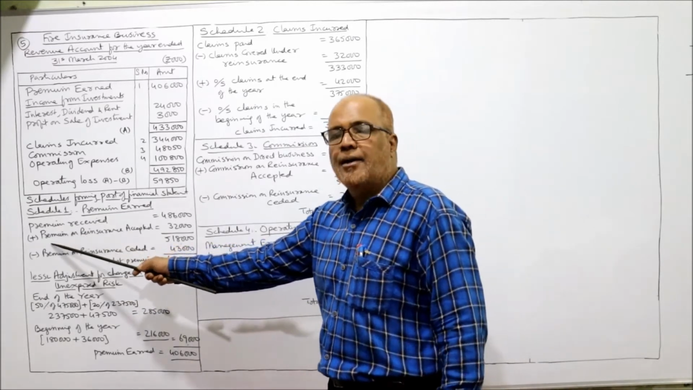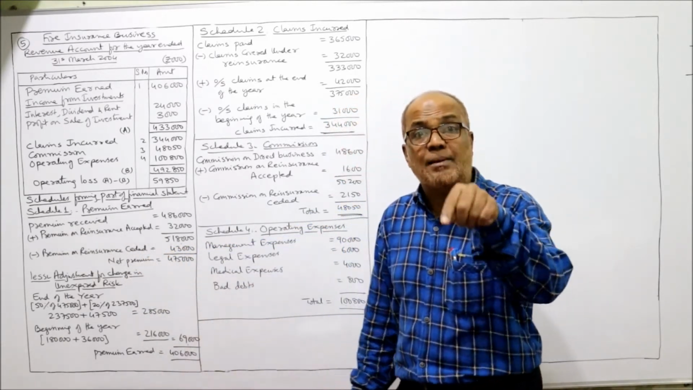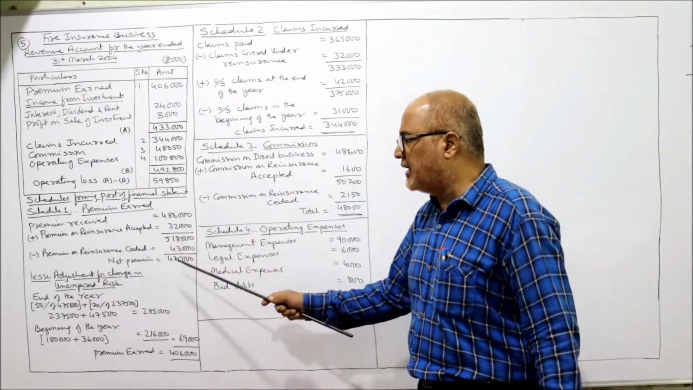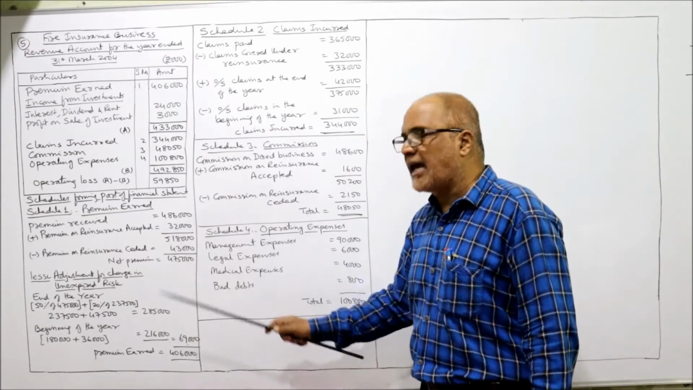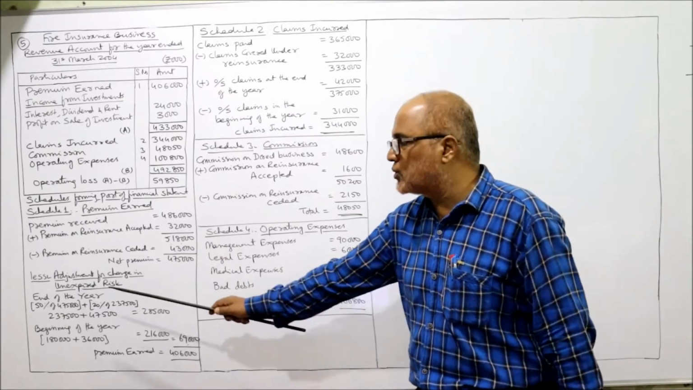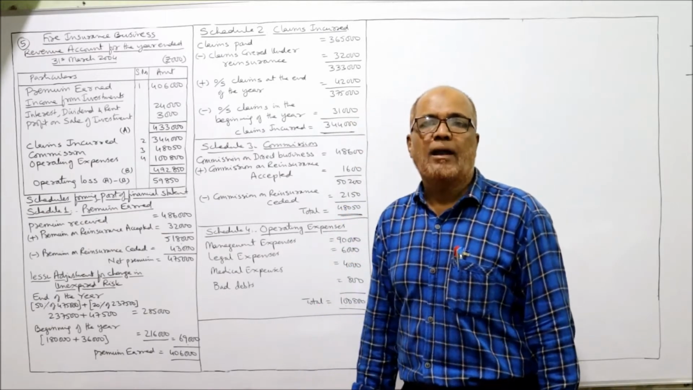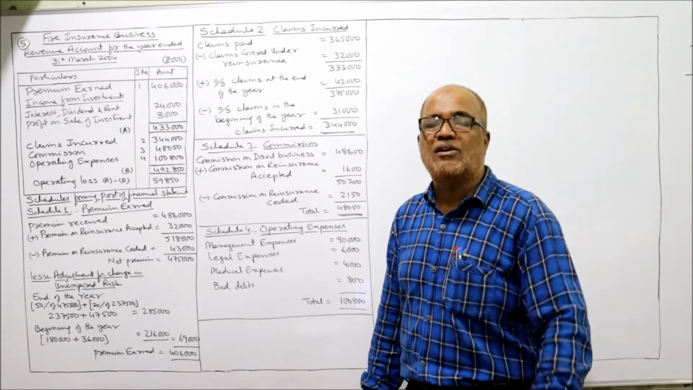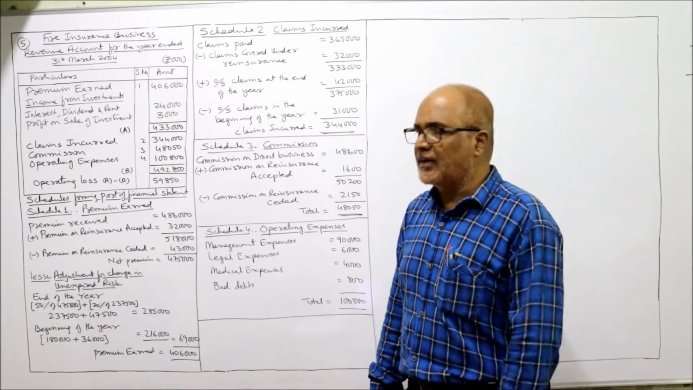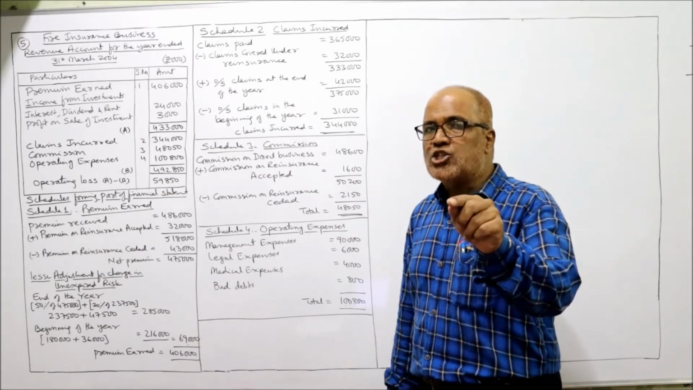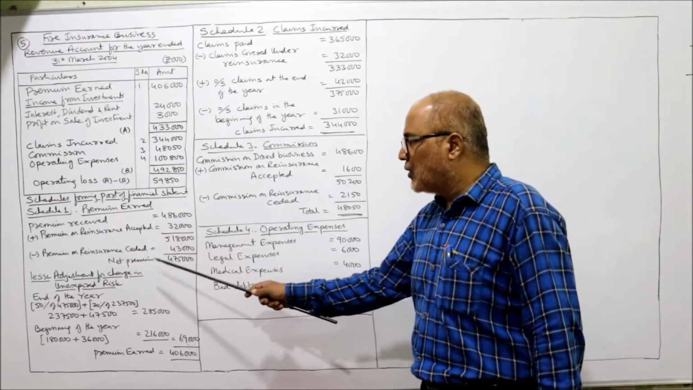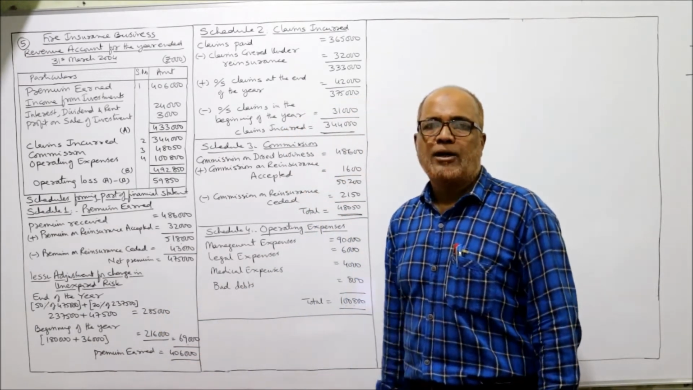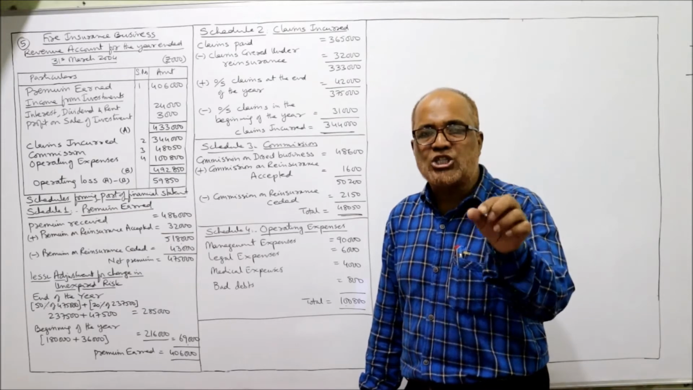To this we add premium on reinsurance accepted, and premium on reinsurance ceded will be deducted. The net premium we got is 4,75,000. Now carefully you have to see the adjustment regarding the change in reserve for unexpired risk. At the end of the year, statutory reserve is 50% of net premium. So 50% of 4,75,000 you got 2,37,500. So 2,37,500 is the statutory reserve.